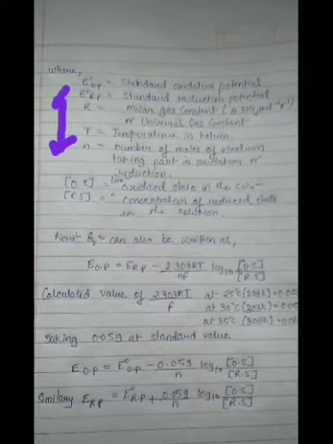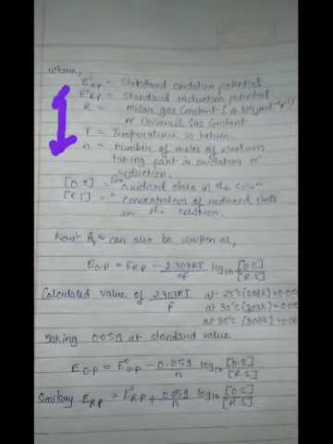Now OS is the concentration of the oxidized state in solution and RS is the concentration of the reduced state in the solution. Students, the Nernst equation can also be written as E oxidation potential is equal to E naught oxidation potential minus 2.303 RT by nF log base 10 oxidized state upon reduced state.